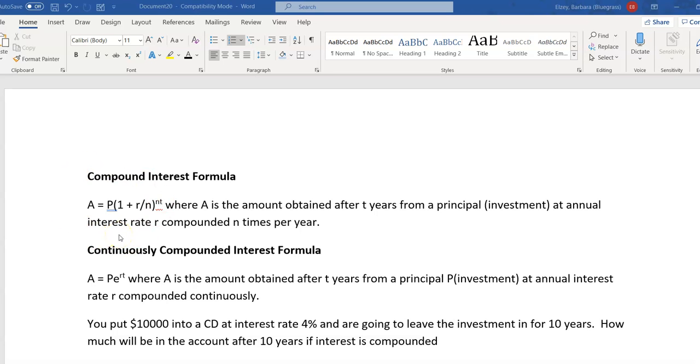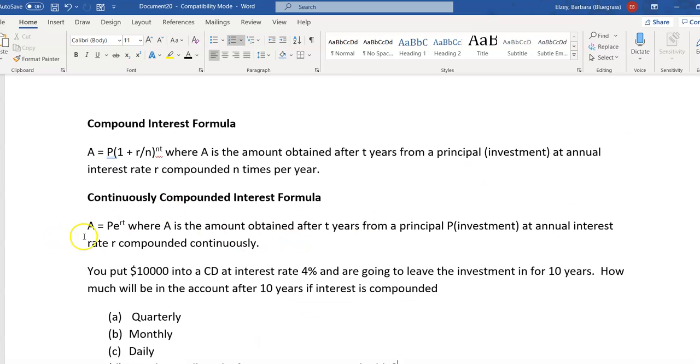But I want you to notice the second formula here, the continuously compounded interest formula, really looks just like our exponential growth formula. The only difference is that we don't have a Q and we don't have a Q sub 0 here, and we don't have a K, we have an R instead. But otherwise, it is actually the same thing as exponential growth. The continuously compounded interest formula is A equals P times E raised to the RT power, where A is the amount obtained after T years from a principal or an investment at annual interest rate R compounded continuously.